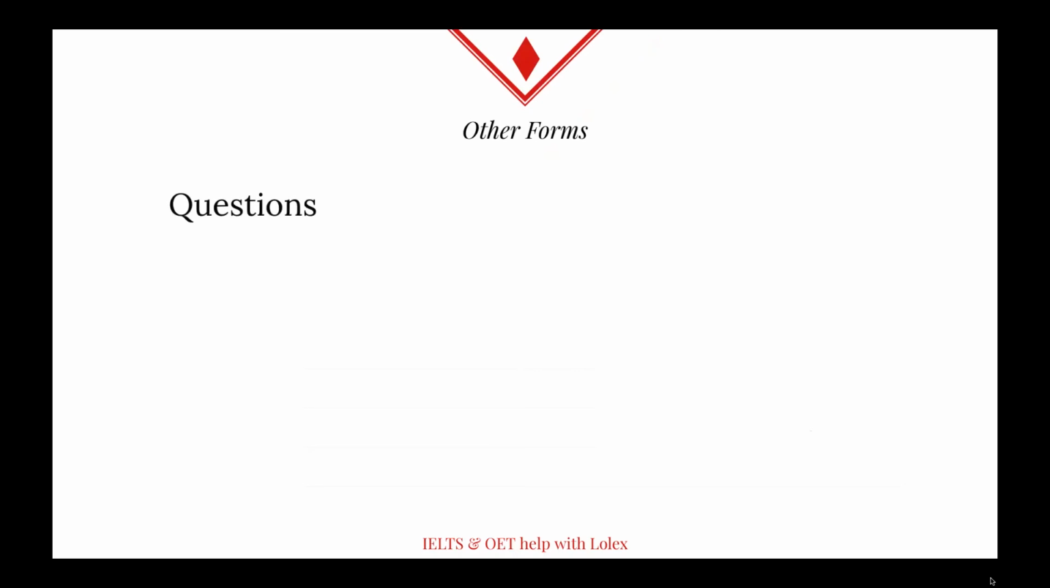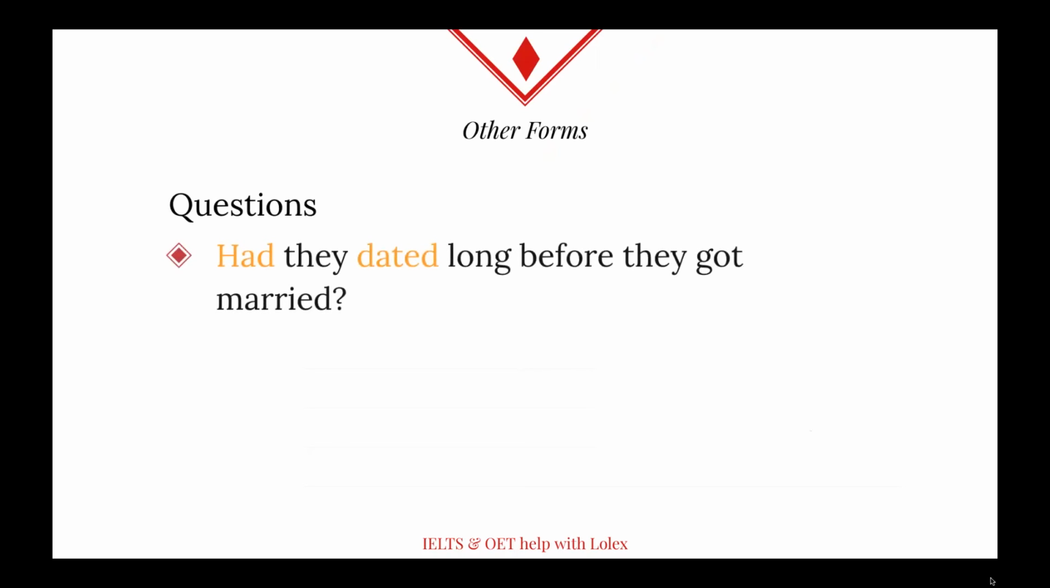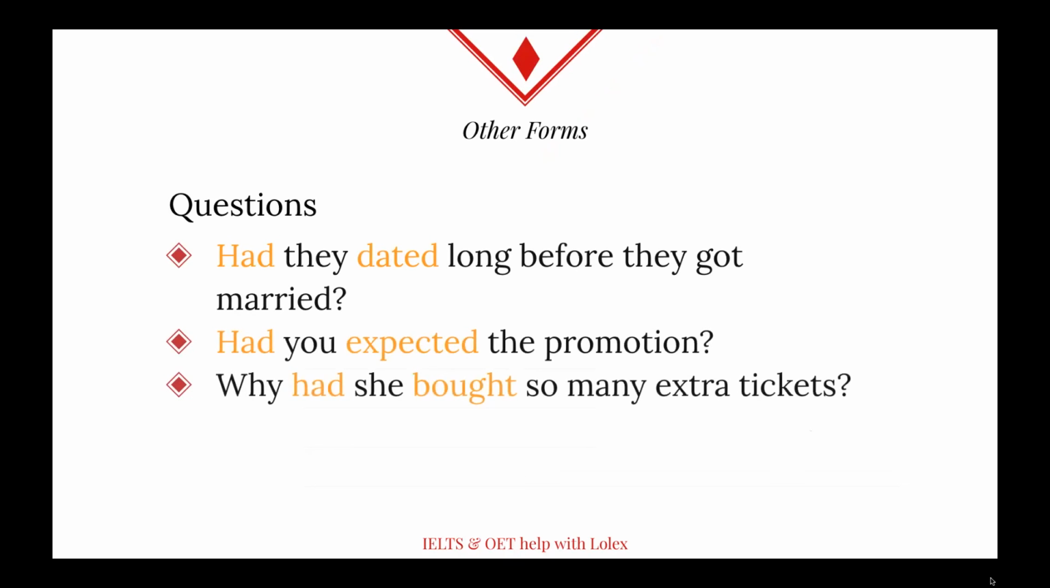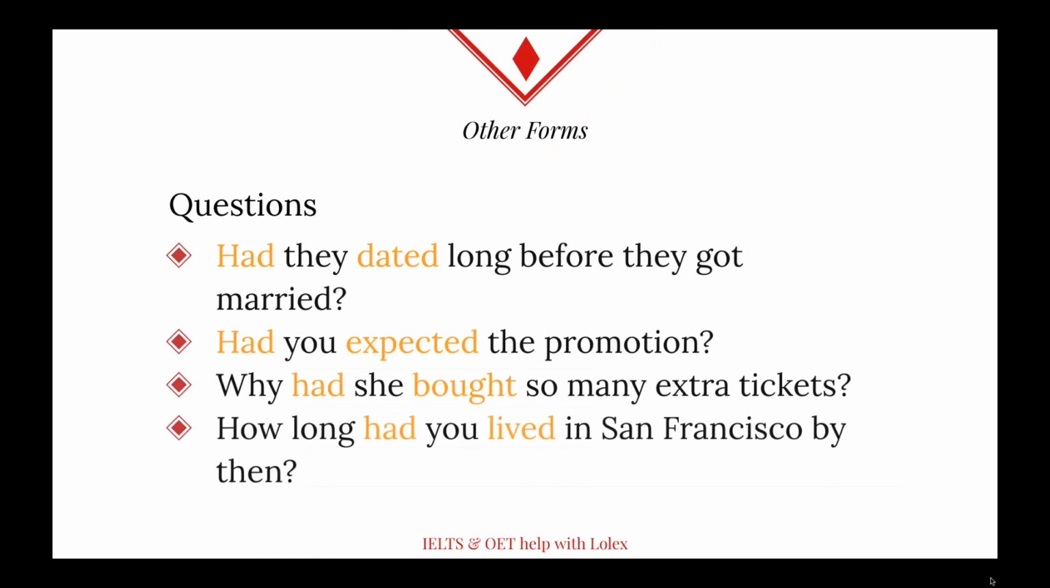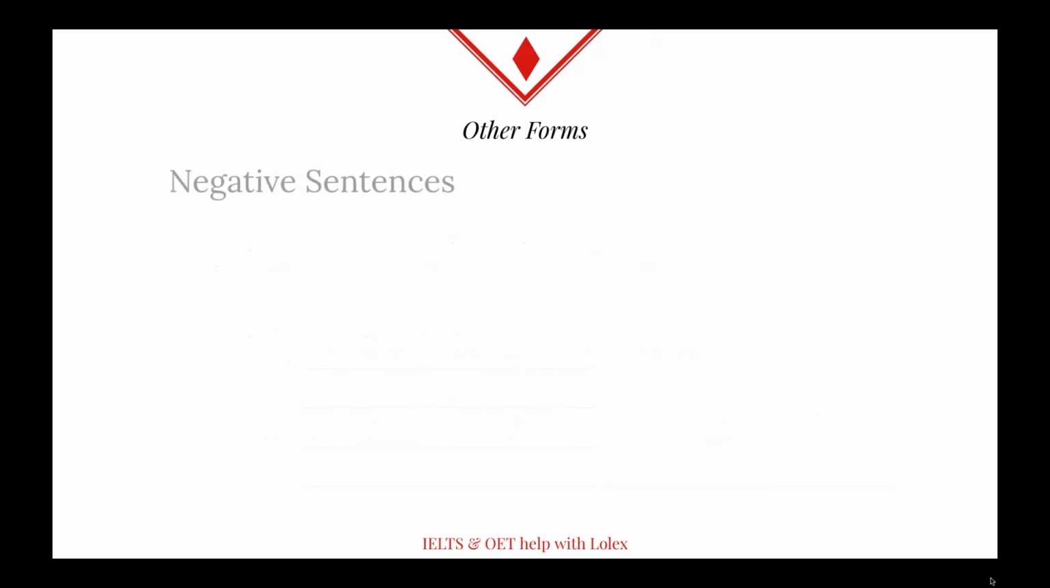To make a question, put had before the subject. Had they dated long before they got married? Had you expected the promotion? Why had she bought so many extra tickets? How long had you lived in San Francisco by then? The helping verb in the past perfect is always had.